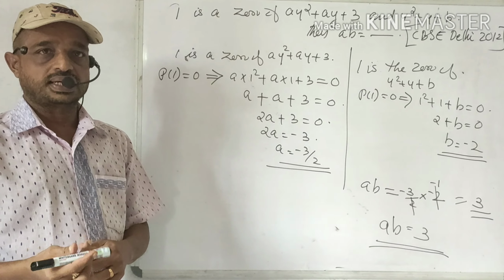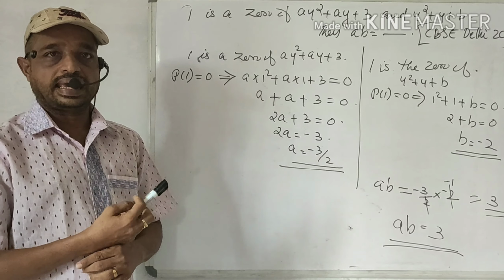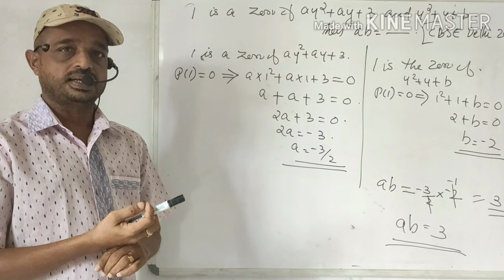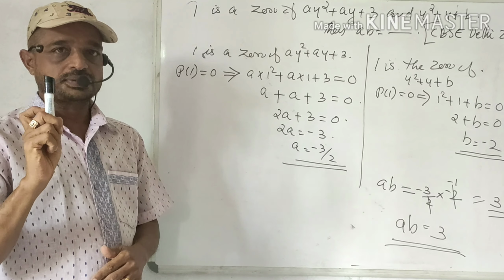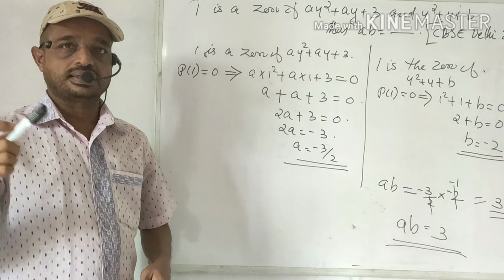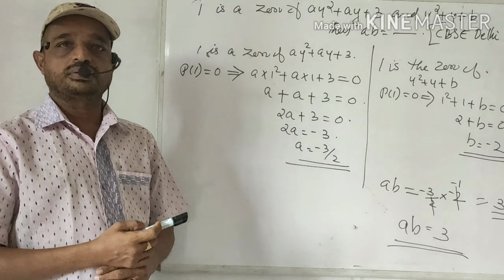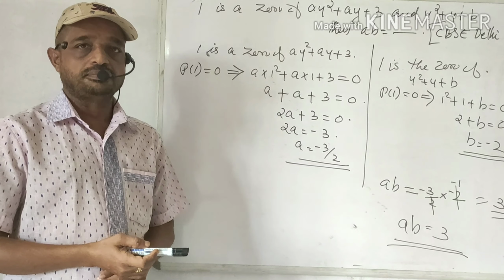And also we have seen that if k is a zero of the polynomial, then p of k should be 0. This point is very important. If x equal to k is a 0 of the polynomial p of x, then p of k equal to 0. And we have completed some board examination questions also.